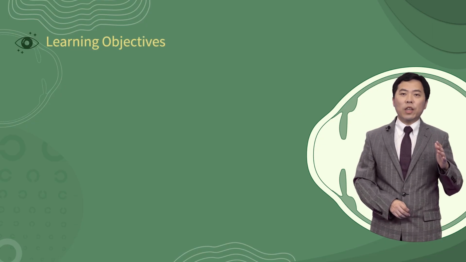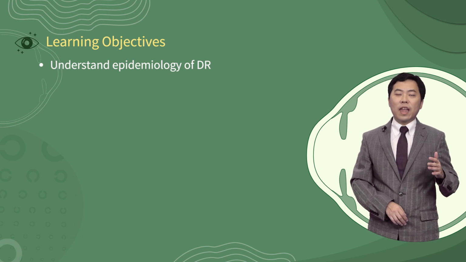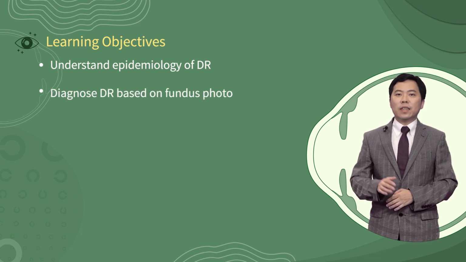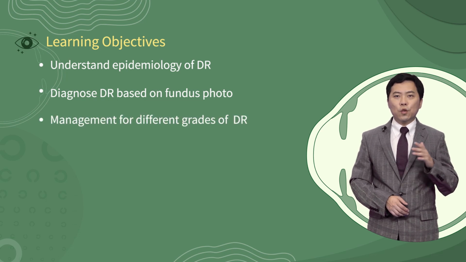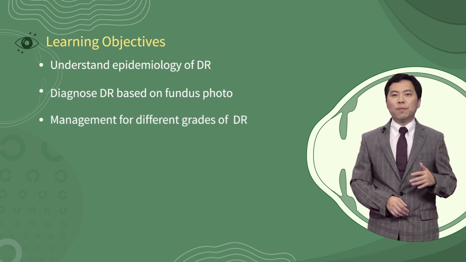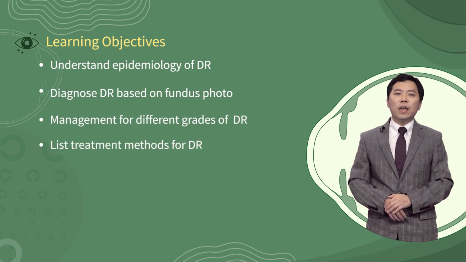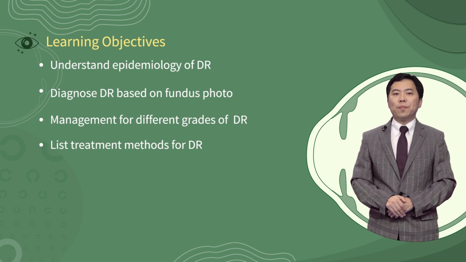These are the learning objectives for today. First, you are expected to understand the epidemiology of diabetic retinopathy. Second, you should be able to recognize DR from the fundus. Third, you should know how to manage diabetic patients with different grades of DR. Finally, you can list different ways we use to treat DR.